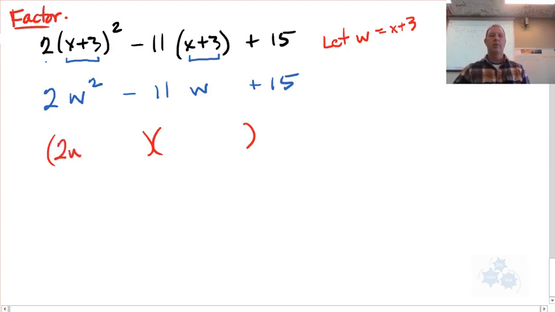This is going to be 2w times w. And I need to find 2 numbers that multiply to positive 15, but add up to negative 11. So they're both going to be positive or they're both going to be negative. So what do you think? What are my options here? Do I have any options here? What are the factors of 15? 3 and 5, 15 and 1. Okay.